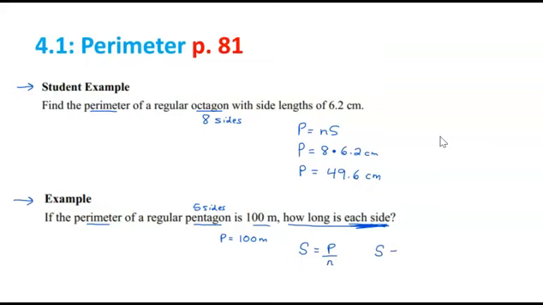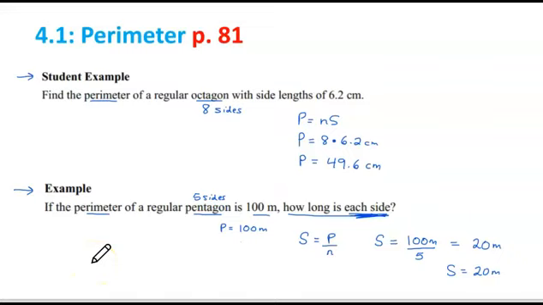We're going to get the side length by taking 100 meters, and we're going to divide that by 5. And when we do that, we see that the side length is going to be 20 meters. So each side of that pentagon is 20 meters. In the next video, we'll take a look at perimeter of circles.